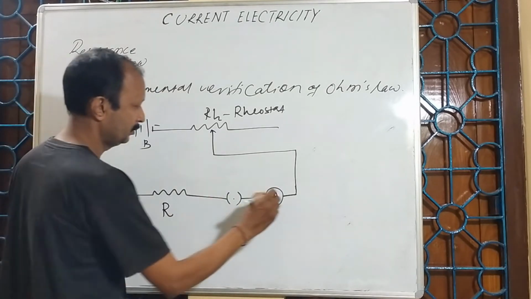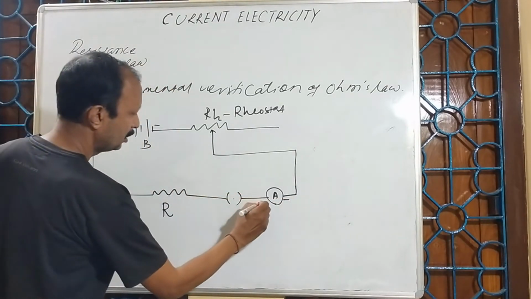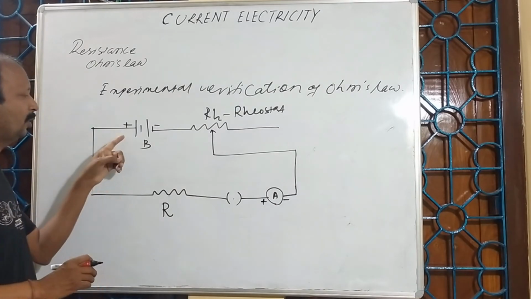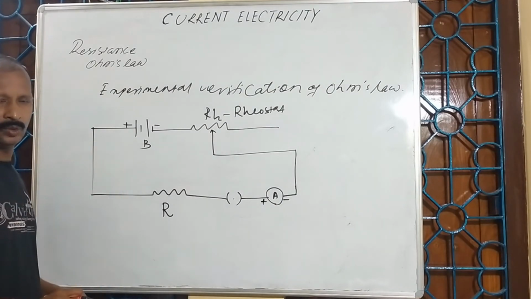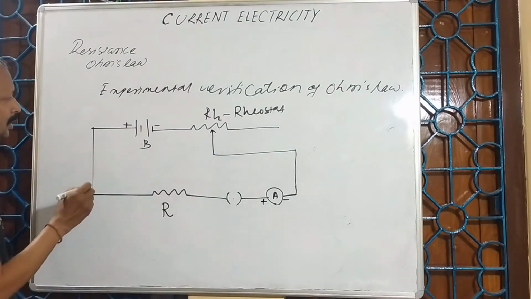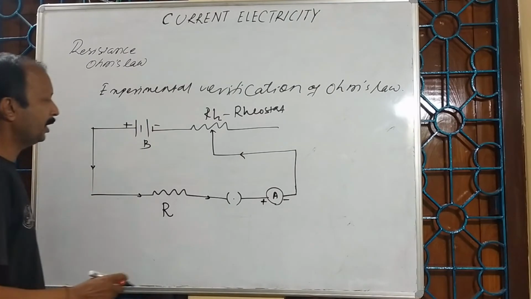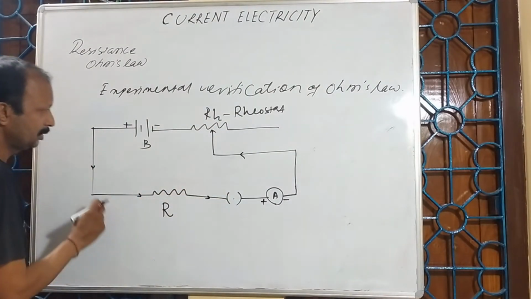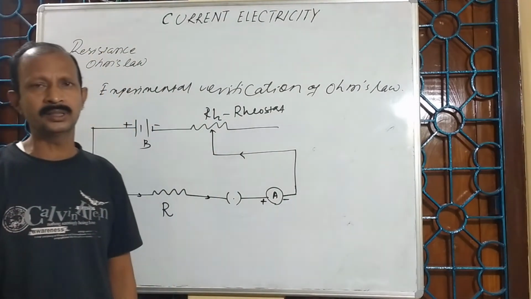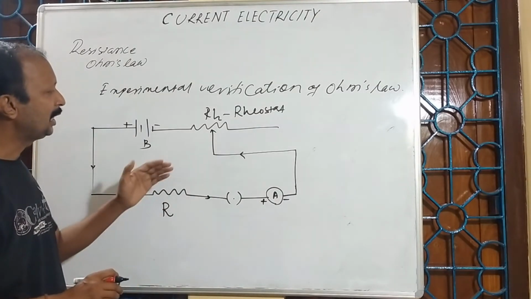You should take care that the negative terminal of the ammeter is connected to the negative terminal, and the positive terminal is connected to the positive terminal of the cell. Already you know that current flows from higher potential to lower potential. This is the way current flows, but this is the way electrons move. According to the conventional direction of current, its direction is always opposite to the direction of flow of electrons.